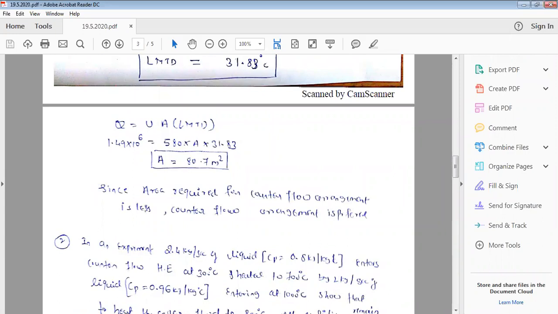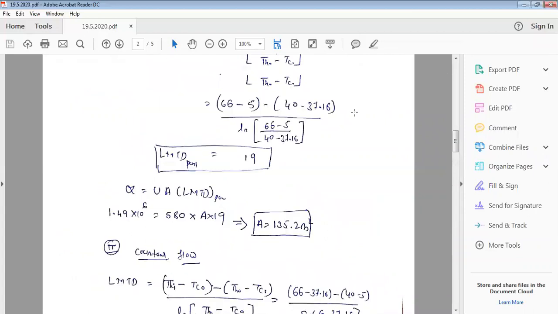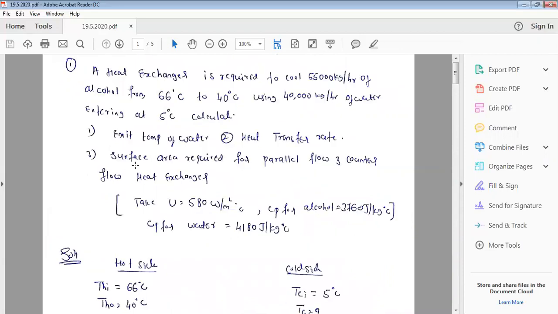Because we want to make our heat exchanger as compact as possible. That's why less area is required for a counter flow heat exchanger. This is all about your problem. This is what they asked in your problem: the surface area required for parallel flow and counter flow heat exchanger. Now all three parameters we calculated. It's a very simple problem.